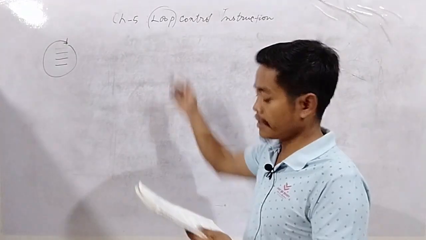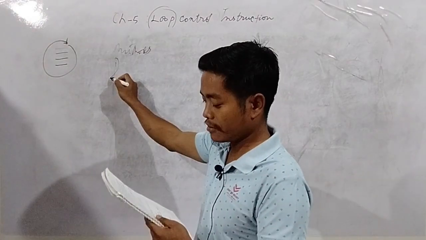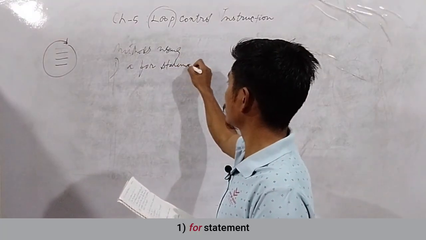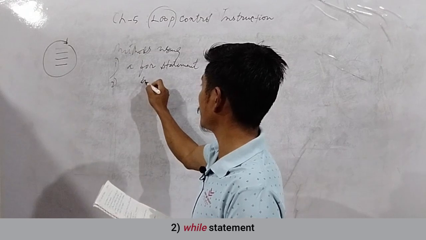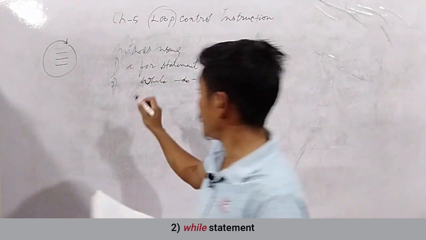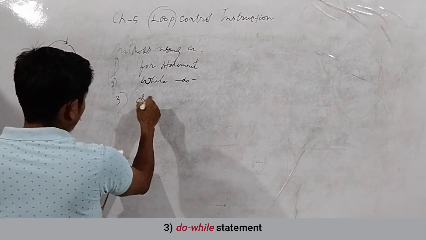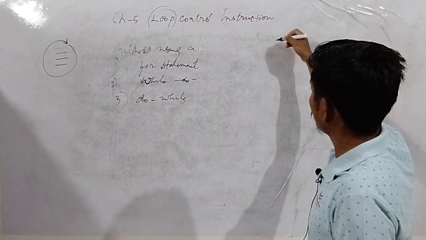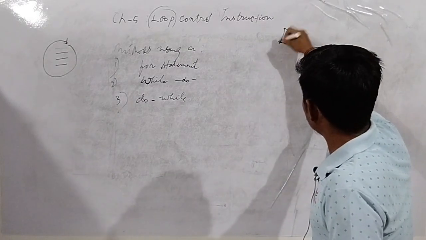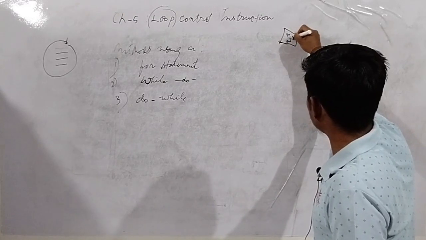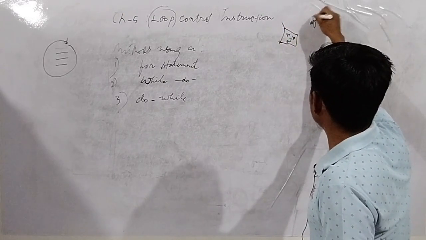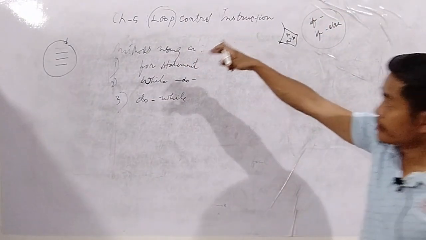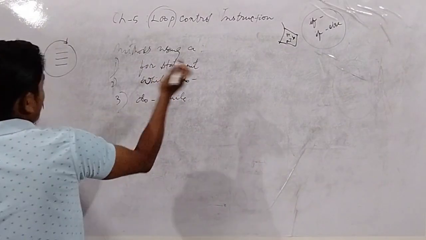How can we achieve that? By using the following methods: the for statement, the while statement, and the do while statement. Just as in chapter number 3, decision control instruction, we achieve decision making by using the if statement and the if else statement, in the same way for loop control instruction we use these 3 methods.